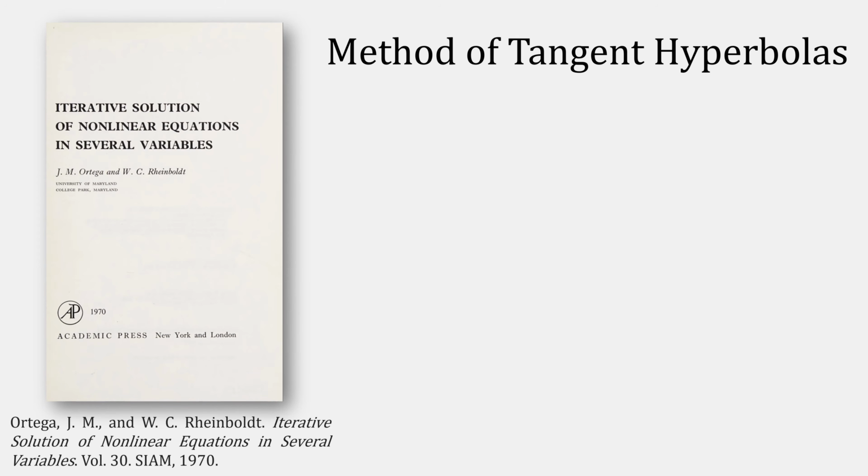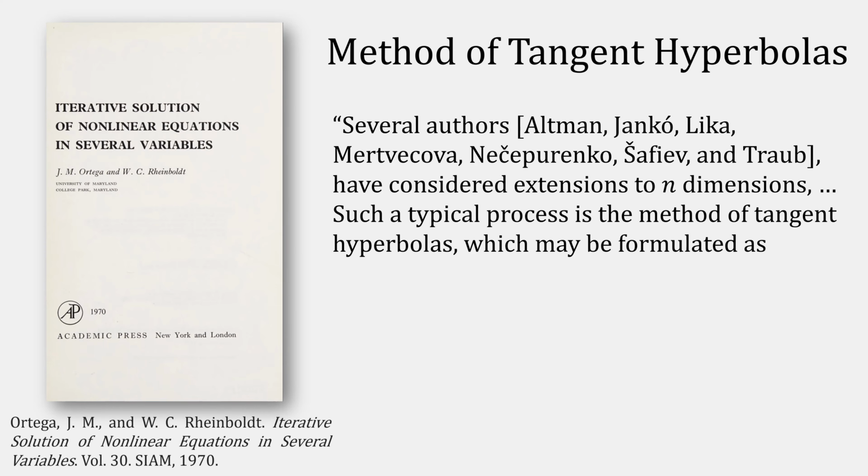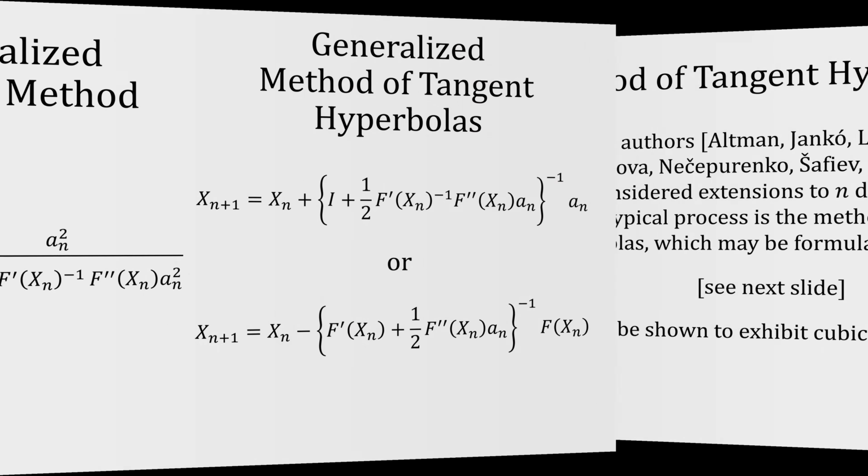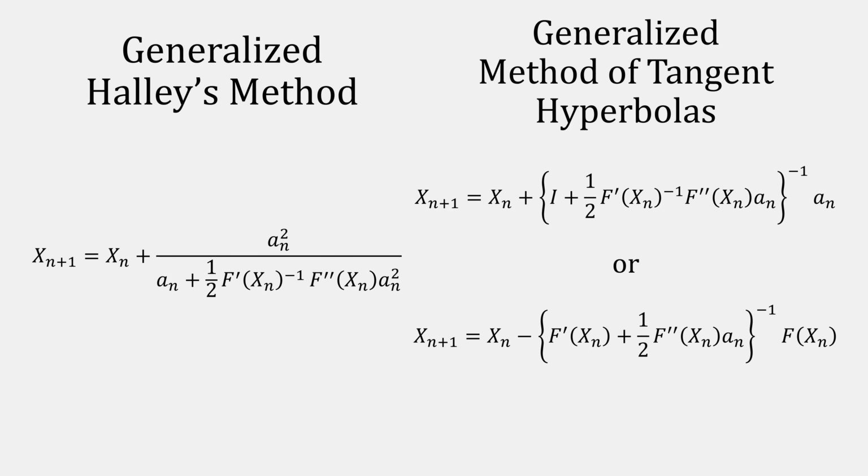They cite iterative solution of nonlinear equations in several variables by Ortega and Rheinboldt. They write, several authors have considered extensions to n dimensions. Such a typical process is the method of tangent hyperbolas, which may be formulated as, I'll show you in the next slide, and can be shown to exhibit cubic convergence. On the left, we have generalized Halley's method, and on the right is a generalized method of tangent hyperbolas. There are two versions of that method, but they're both the same.